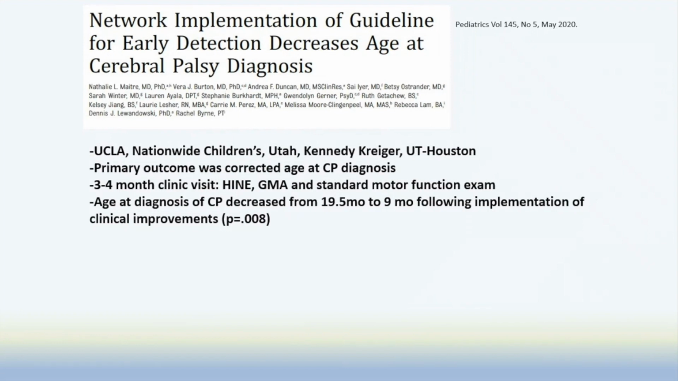This article nicely outlined implementation of guidelines in a multi-center system to help earlier diagnose and detect cerebral palsy, and they showed nicely that they were able to decrease the diagnosis age for cerebral palsy following implementation of these clinical improvements. So, nice outlines for more to be joining in.